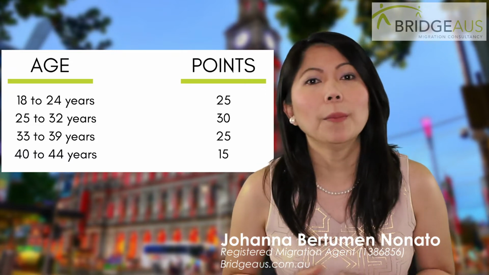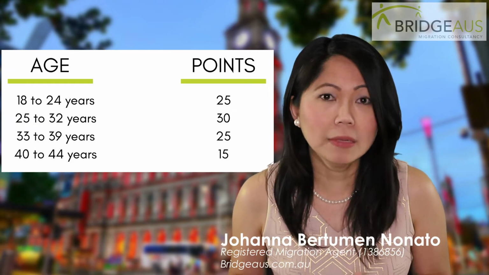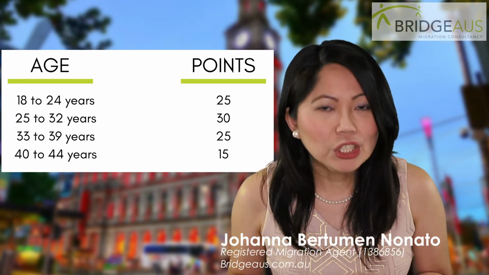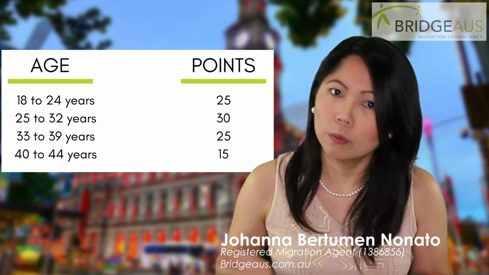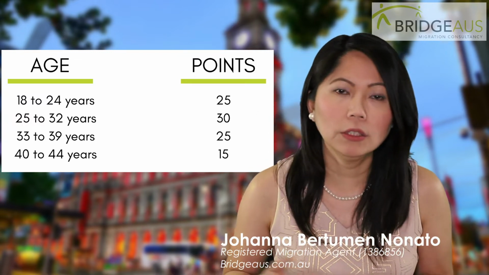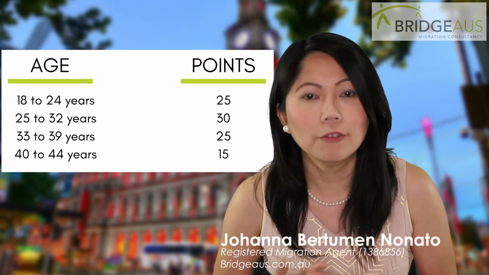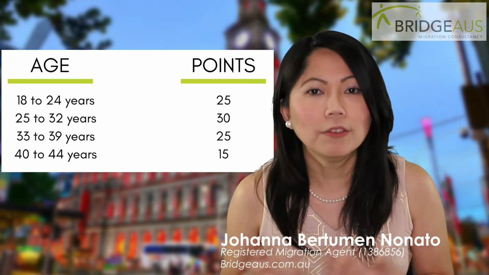Why? Because for our permanent residency visa under the General Skilled Migration stream, the maximum age is 44 years old. So what that means is that if you're 45, 50, you are not eligible. You cannot satisfy the criteria for this visa or for these visa classes.